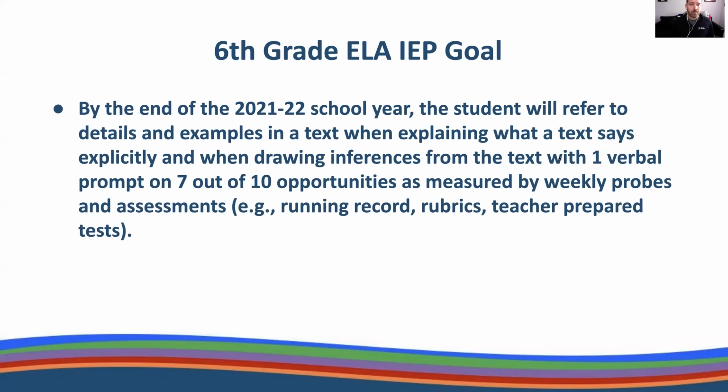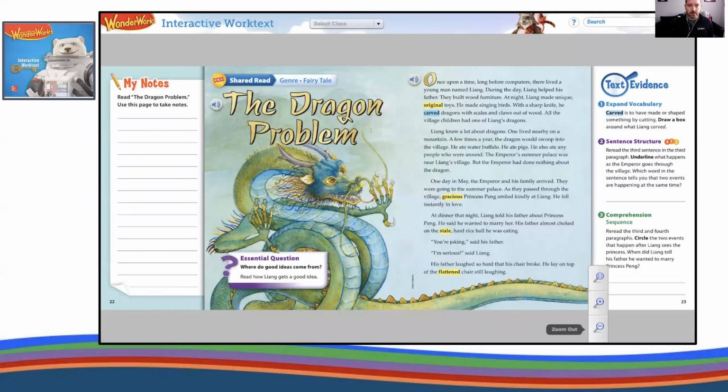So the IEP goal is, by the end of the 2021-2022 school year, the student will refer to details and examples in a text when explaining what a text says explicitly and when drawing inferences from a text with 1 verbal prompt on 7 out of 10 opportunities, as measured by weekly probes and assessments. For example, running record, rubrics, teacher prepared tests. So this is something that as a paraprofessional, you'd be expected to implement, right? And so the next set of slides will give you an idea of how to create modifications.